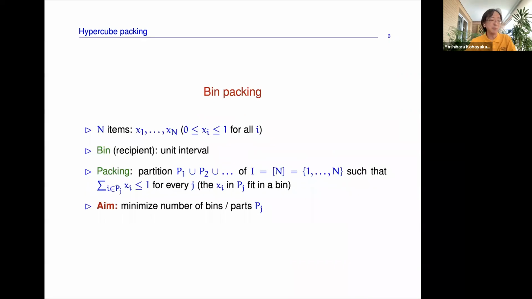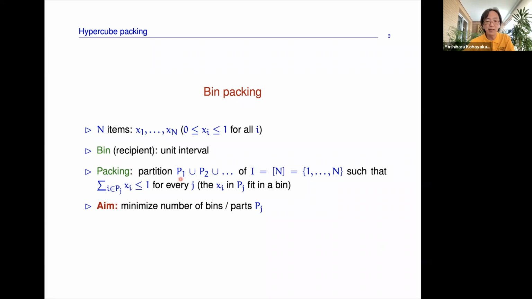Okay, so let me start with bin packing. Bin packing is a classical combinatorial optimization problem. So you have n items, x1 up to xn. These are just real numbers between 0 and 1. And you have recipients, you have bins. These are just the unit intervals. And the aim is to find a packing of these x1, x2, and so on into as few bins, unit intervals, as possible.